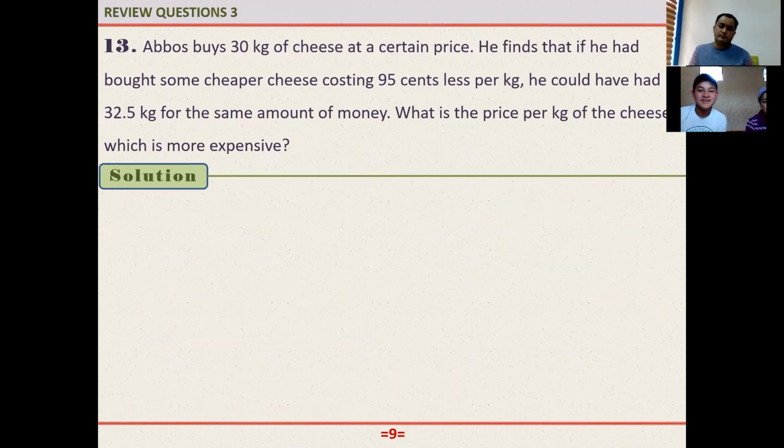Abbas buys 30 kilograms of cheese at a certain price. He finds that if he had bought some cheaper cheese costing 95 cents less per kilogram, he could have had 32.5 kilograms for the same amount of money. What's the price per kilogram of the cheese which is more expensive?